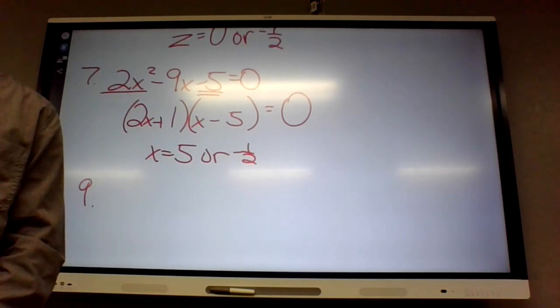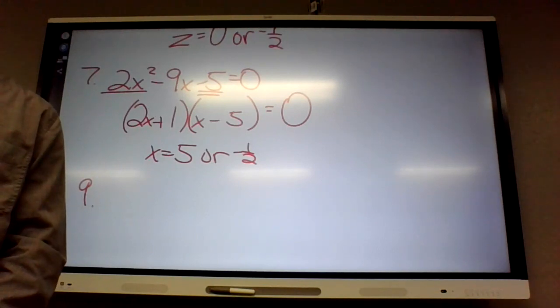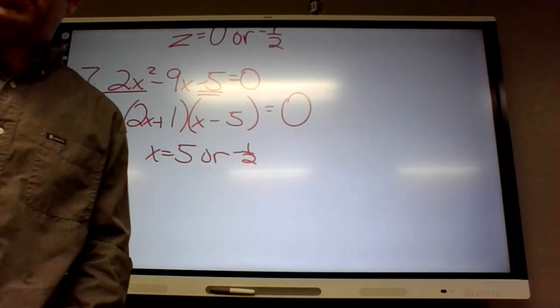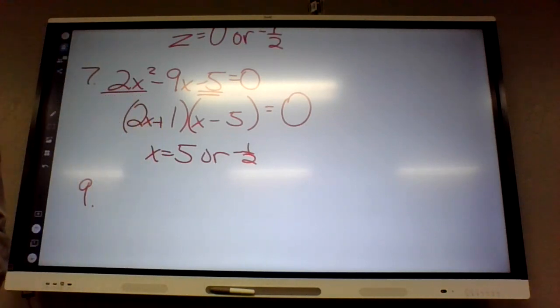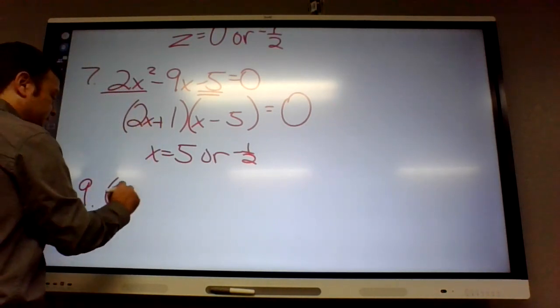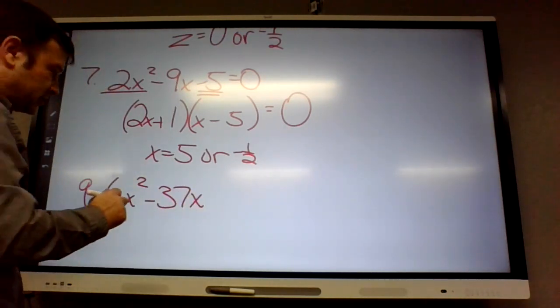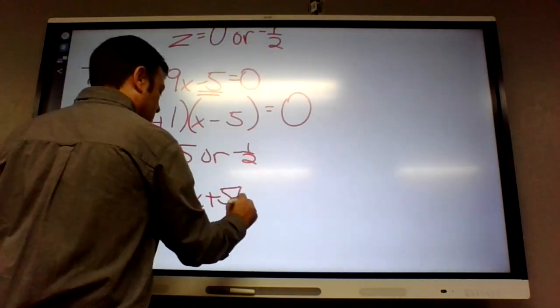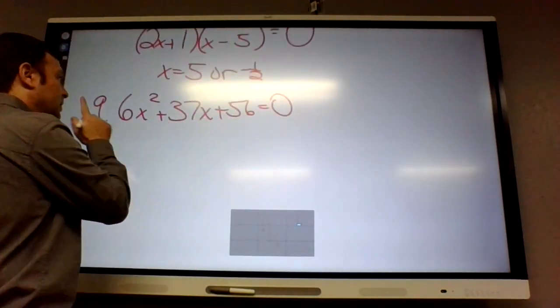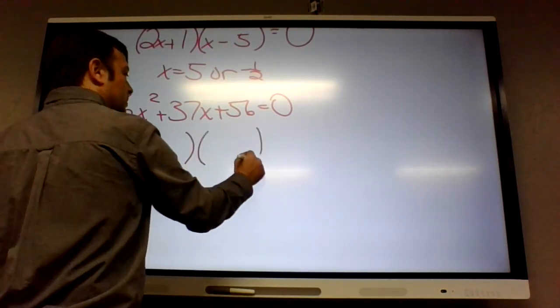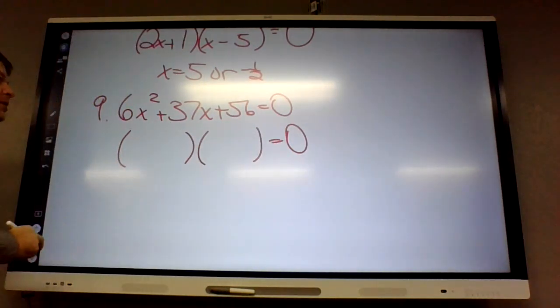Can we take anything out on number 9? No. 37 is not in your times table. It's a prime number. So no, nothing goes in. So we just gotta do the normal thing again. That's a plus. Well, okay, I'll just fix it down here. Alright, so what goes into 6x squared?